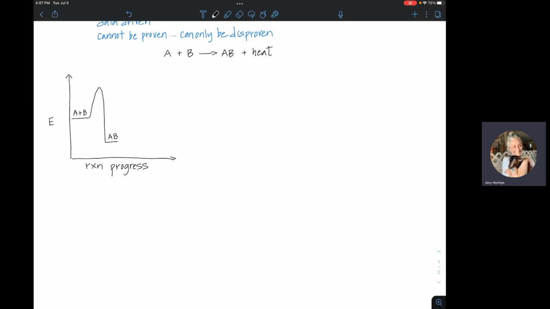So I just drew this gigantic x-axis for this tiny little reaction. Let me fix this for you. It doesn't really matter. We'll just keep it simple here. So there's our products. And what do we have going on here?